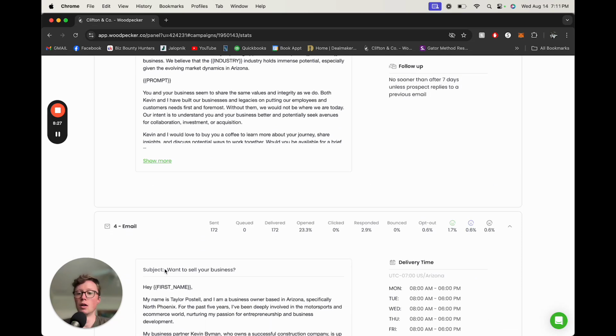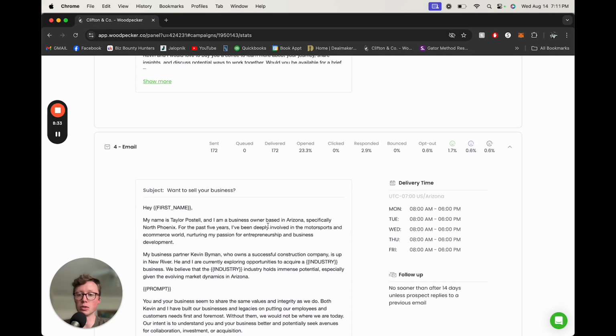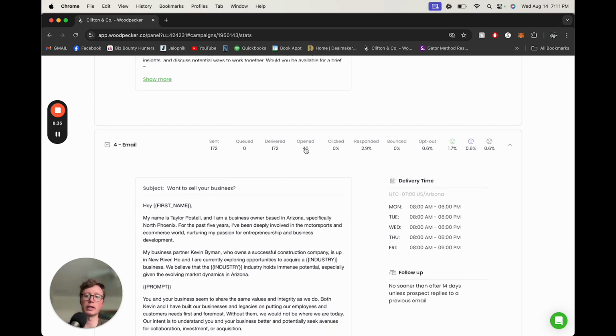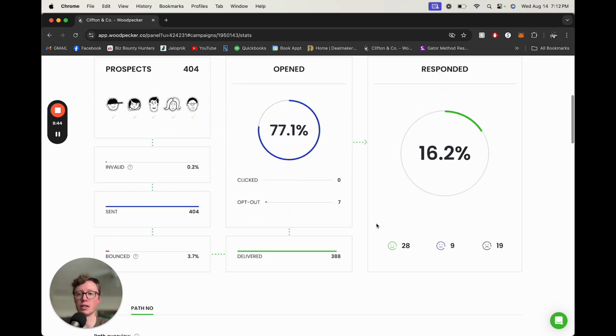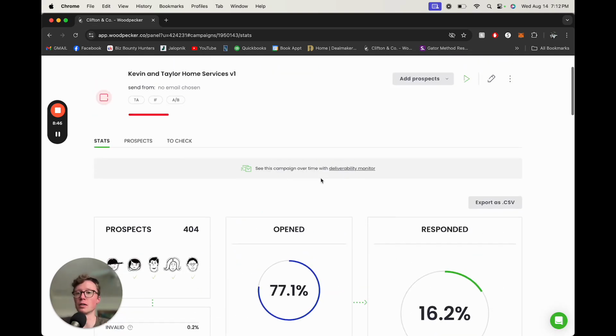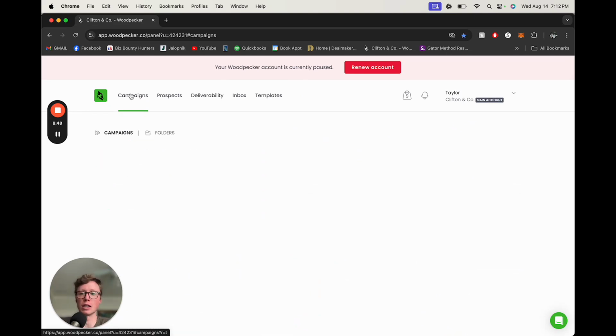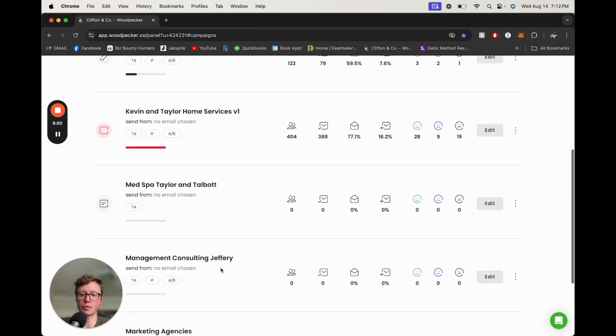Email 4, want to sell your business, with 23%, so definitely a lower amount than the others, a little more direct. So still great, if you're getting over 20% open rates, you're doing well, but I've just found generally we can do even better and get closer to that 50, 77% mark. So these subject lines are what have got me there.